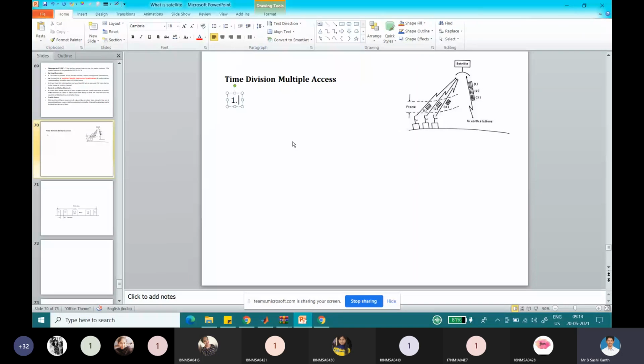So what is this? This is one of the alternative techniques in satellite communication that we have.